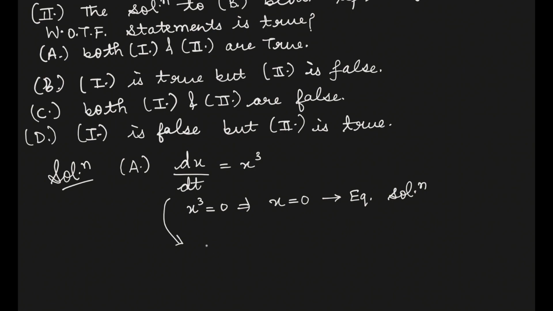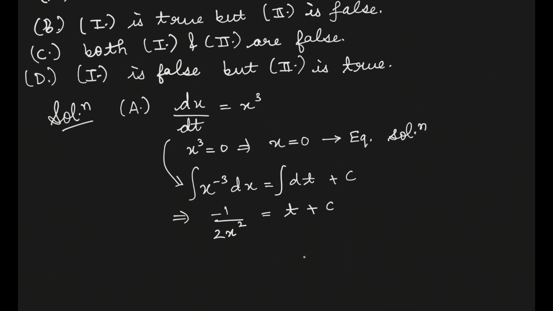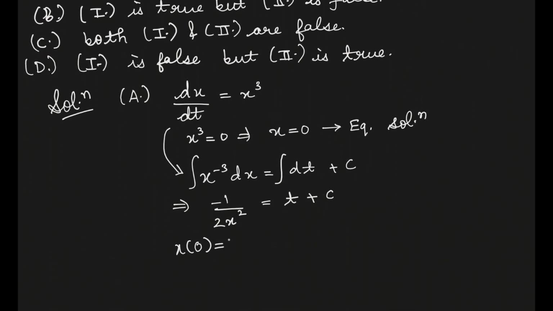So I can separate the variables: x to the power minus 3 dx equal to dt. Integrating on both sides, it will be minus 1 upon 2x squared equal to t plus c. Now a condition was given, x(0) equal to 1. By using this condition, I can find the value of the constant c. This will be minus 1 by 2 equals c. C is minus 1 by 2. Therefore, minus 1 upon 2x squared is equal to t minus 1 upon 2.